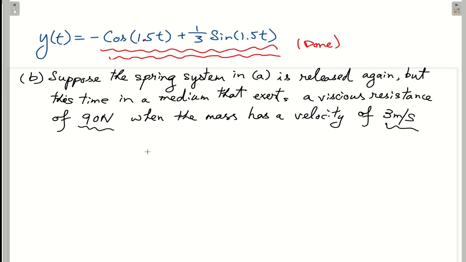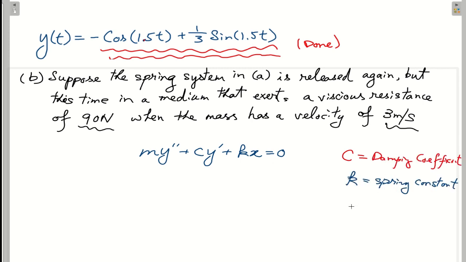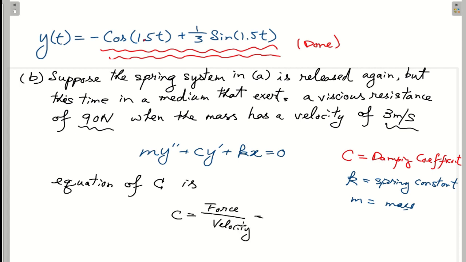In a damping system, the general equation would be m y'' + c y' + k y = 0, where c is called the damping coefficient, and k is the spring's constant. m is of course the mass. And now let's see how we calculate c, the damping coefficient. The damping coefficient is the damping force over the velocity. So it's equal to 90 Newton over 3 meters per second, which is equal to 30 kilograms per second. This is the damping coefficient of this medium.